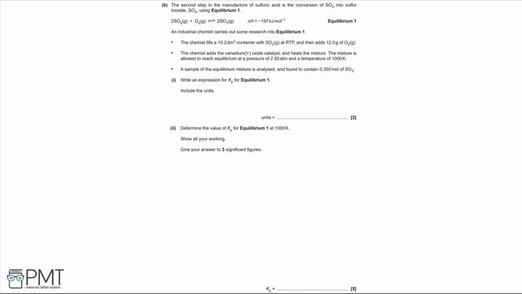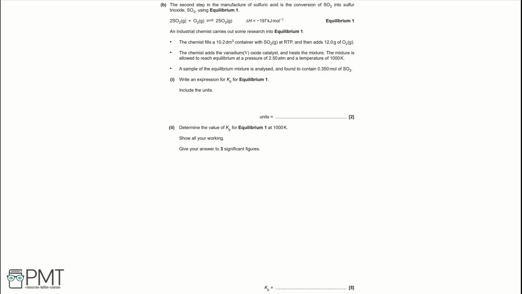Part 1. Write an expression for Kp for equilibrium 1. Include the units. When working out Kp, you use your equilibrium expression and you work backwards. So you have your products as your numerator and your reactants as your denominator. I'm talking about this in the idea that our reaction is going to go forwards. So our product would be SO3, and we're going to square this because we've got a big 2 in front of the SO3. And then because we're talking about Kp, we're going to have the partial pressure.